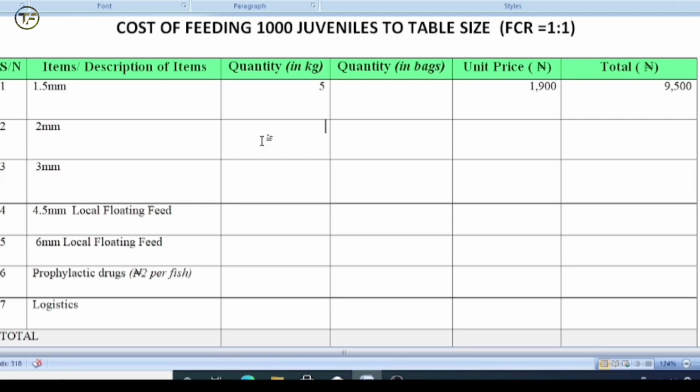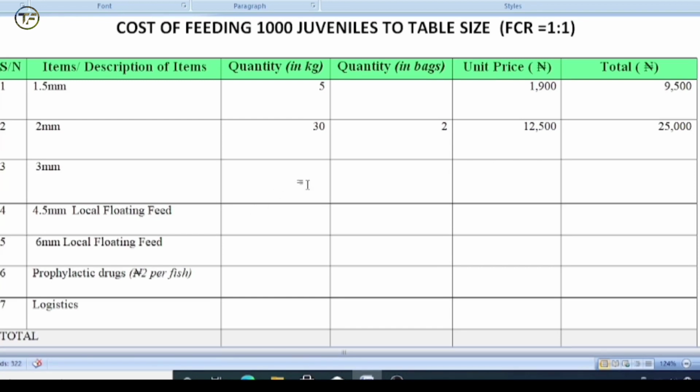Now we move to 2 mm. For 2 mm we are going to be needing a total of 30 kg of feed at this stage. From 2 mm we'll notice that the bags are usually 15 kg bags, so this is going to give us 2 bags. The unit price for each bag is 12,500 naira. When you multiply 2 by 12,500, you are going to get 25,000 naira.